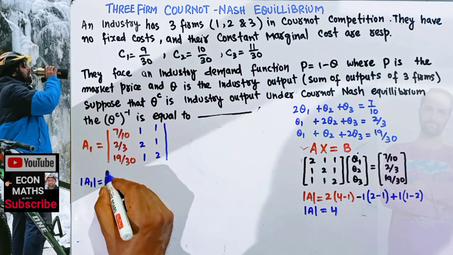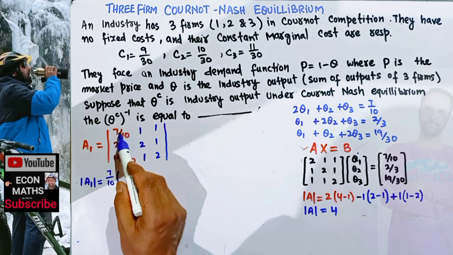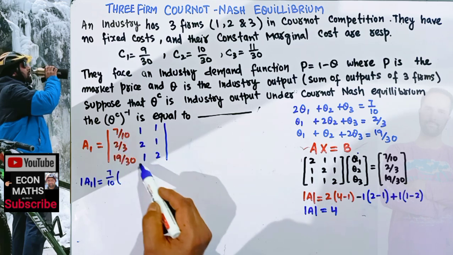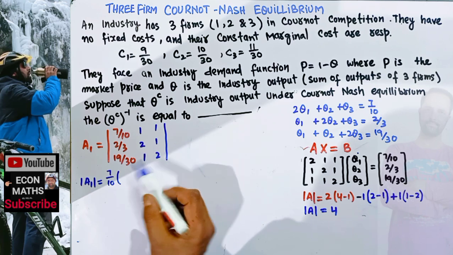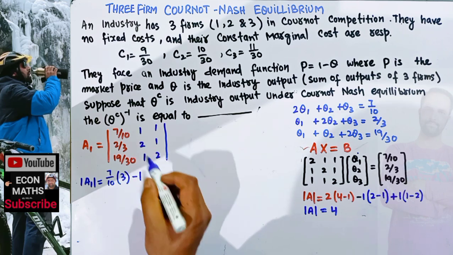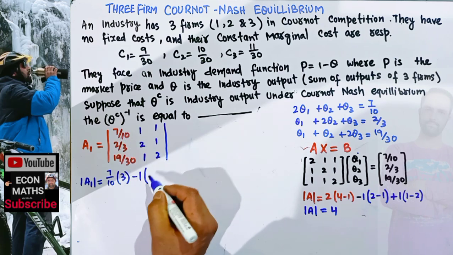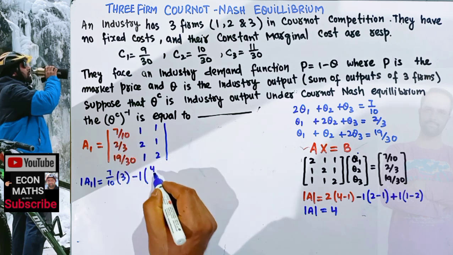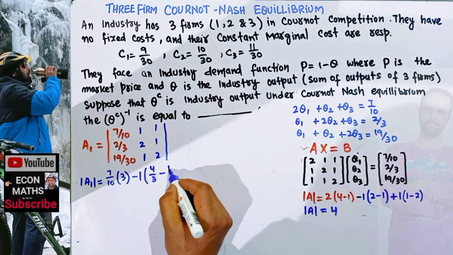We write the first term first, that is 7 upon 10. To this we multiply, we delete the row and the column in which it appears and take the determinant of the remaining elements. That means 2 2s are 4, 1 1s are 1, so 4 minus 1 is 3, so we will get here 3. Then we write minus, then this term, this one, and mentally delete the row and the column in which it appears and take determinant of the remaining elements. So this is 2 upon 3 into 2, it becomes 4 upon 3 minus this term, 19 upon 30.